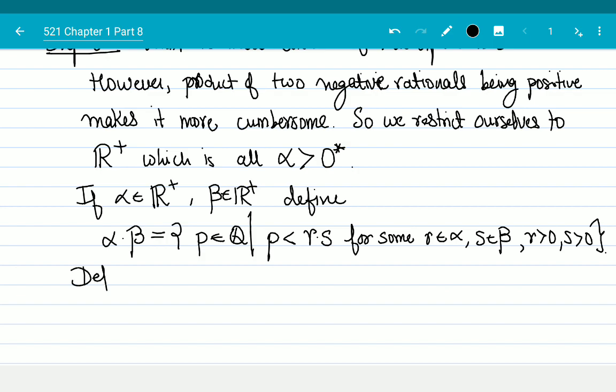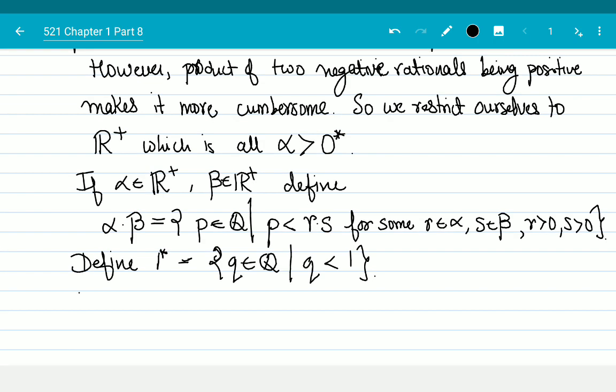Define 1 star to be the set of all q belonging to Q such that q is strictly smaller than 1.